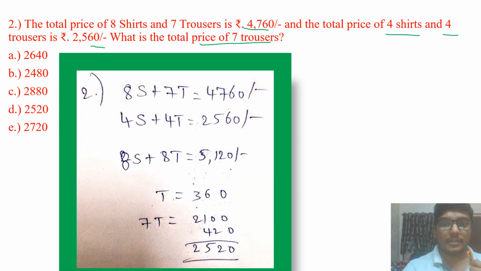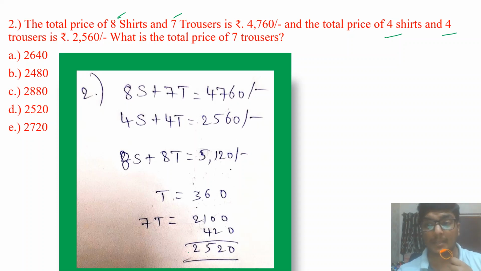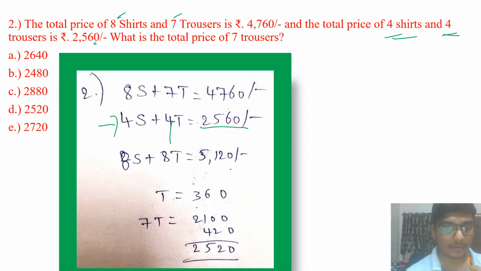And when coming to the normal method, the conventional method, we'll do like this. Here 8 shirts, 7 trousers. Here 4 shirts and 4 trousers. That means we have to multiply this 4 shirts and 4 trousers, 2560, by 2. That becomes 2 4s are 8 shirts, 2 4s are 8 trousers. 2 into 2560 is equal to 5120. Next, what we have to do? We have to do the difference.